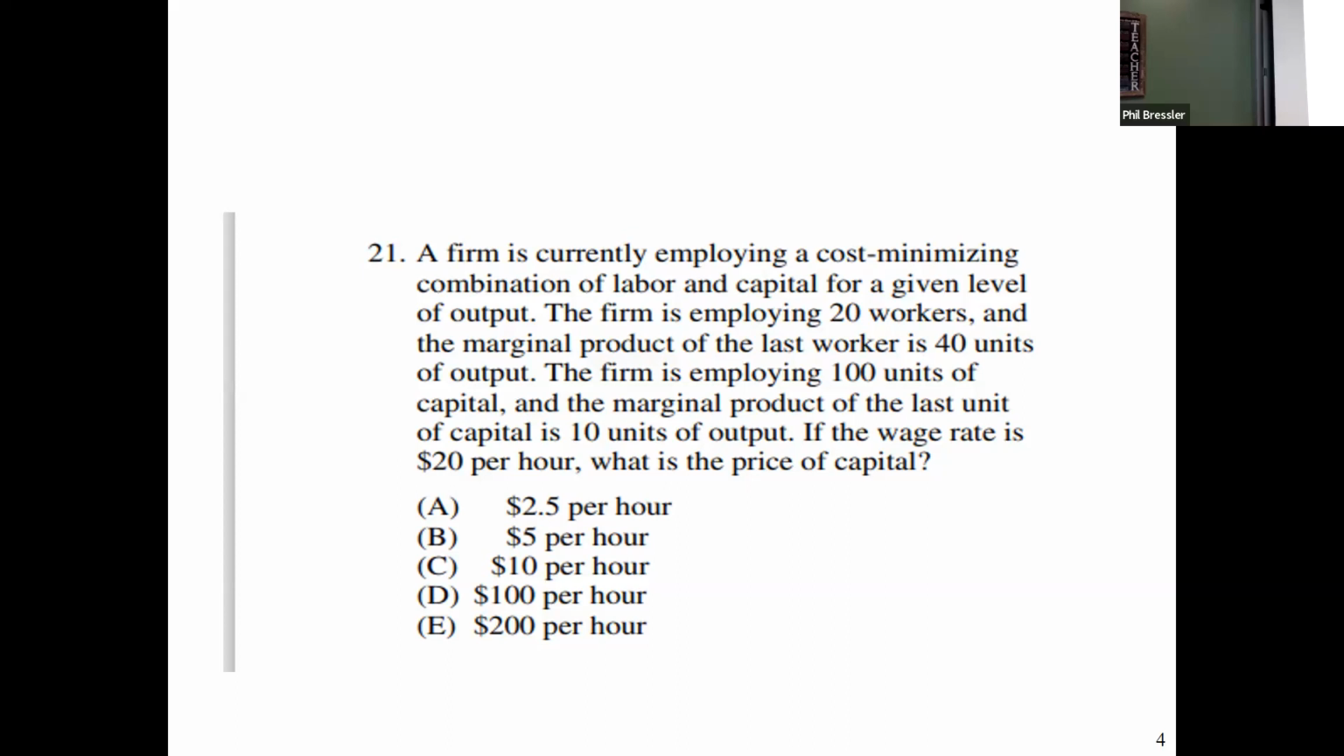Okay. And Christian, did they give you the price of labor anywhere? Or the price of capital, either one? The price of labor, the wage. Yes. So you're here, right? So you have 40 over 20 equals 10 over X. And if you cross multiply, what is X?